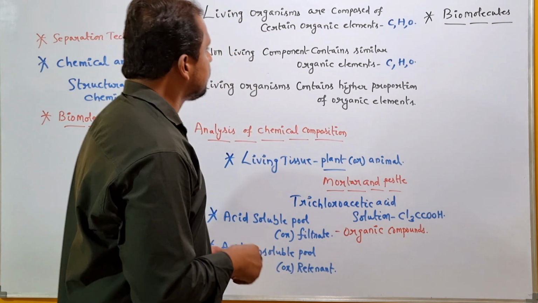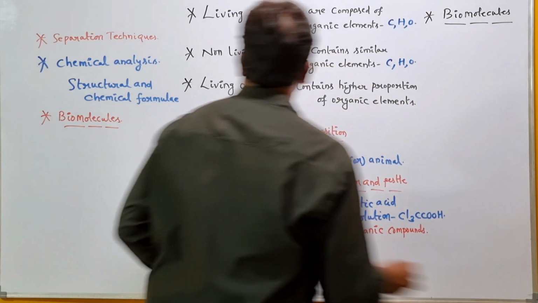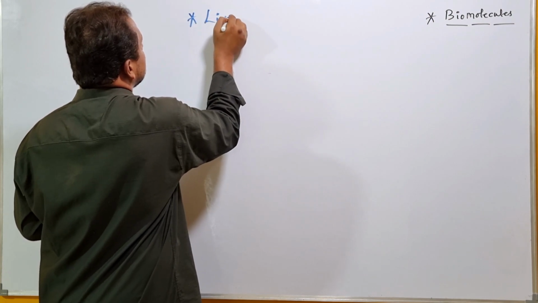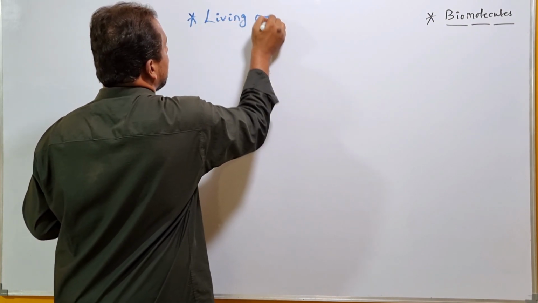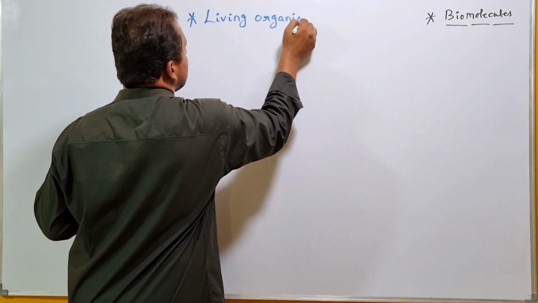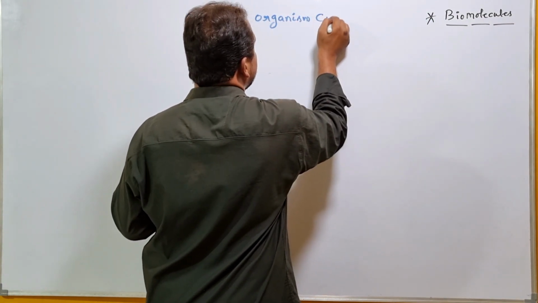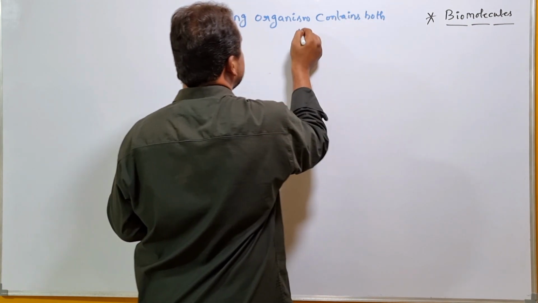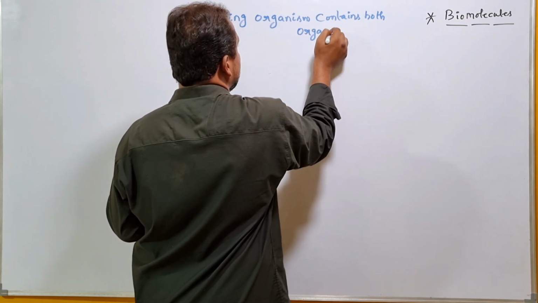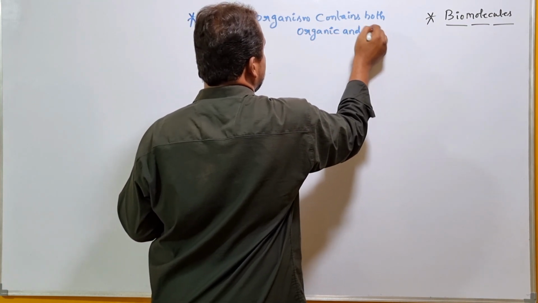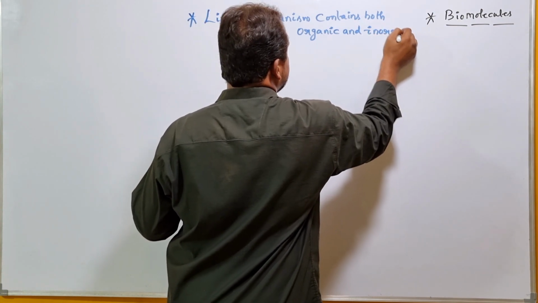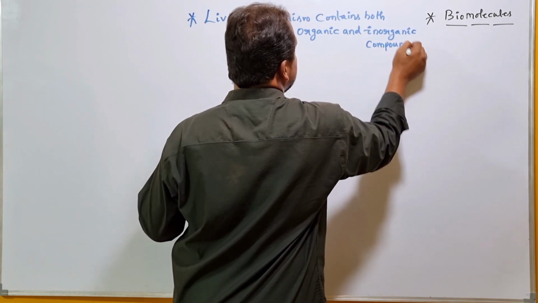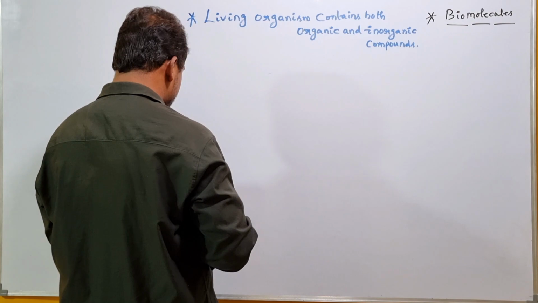Is it clear? So let me arrange the things here. As I have already mentioned, a living tissue or living organism contains both organic compounds as well as inorganic compounds. Organic as well as inorganic compounds, right? So in order to prove that a living organism also contains inorganic compounds, we need to perform a simple observation.